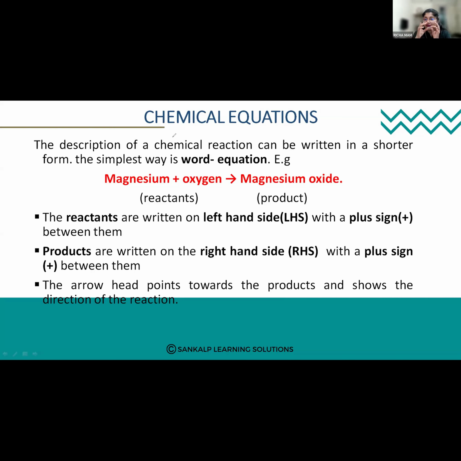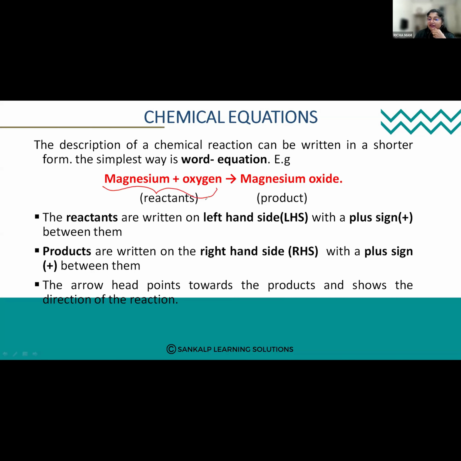Now this described format, we have to write in the word format. So that is called what? Chemical equation. The description of a chemical reaction can be written in a shorter form, and that shorter form is called the word equation. So magnesium, when it reacts with oxygen, gives you what? Magnesium oxide.